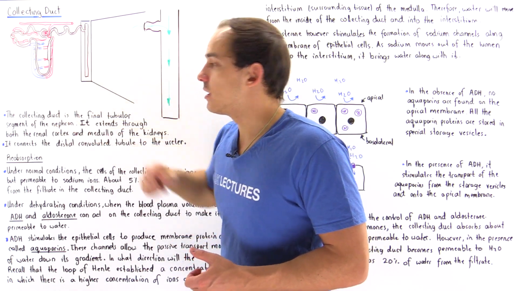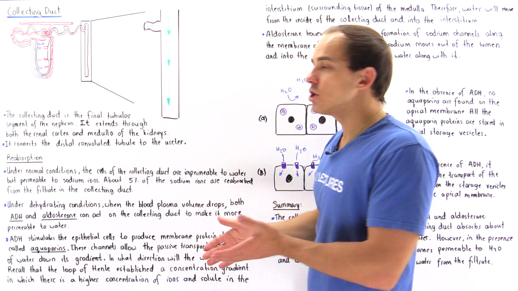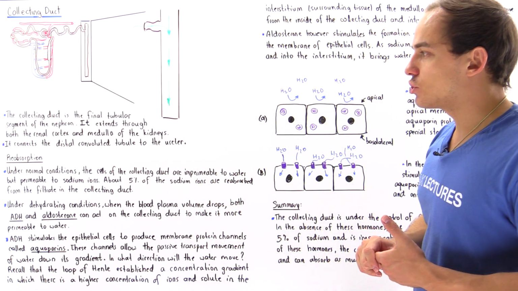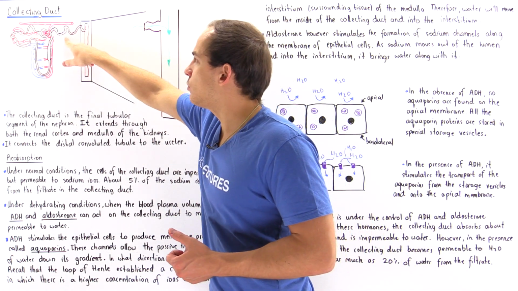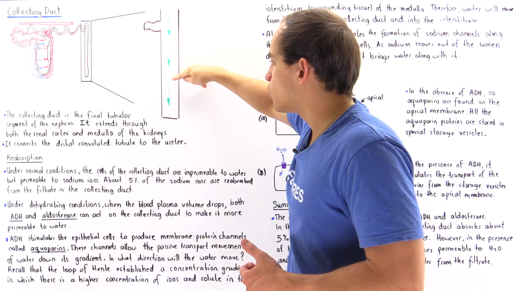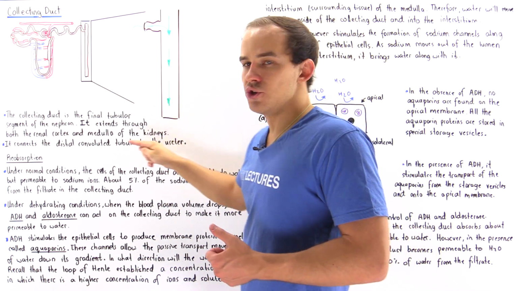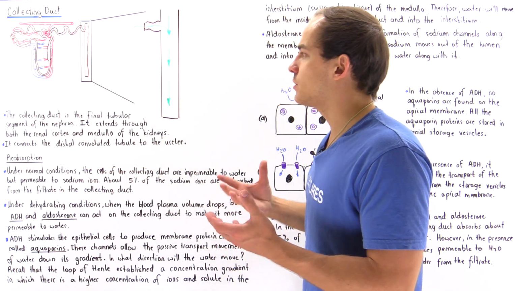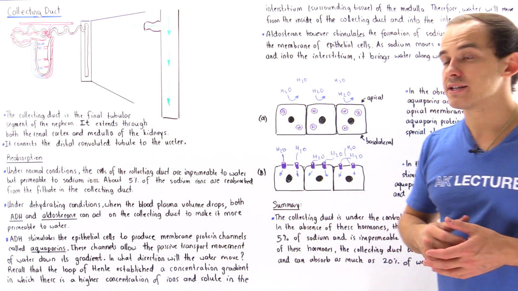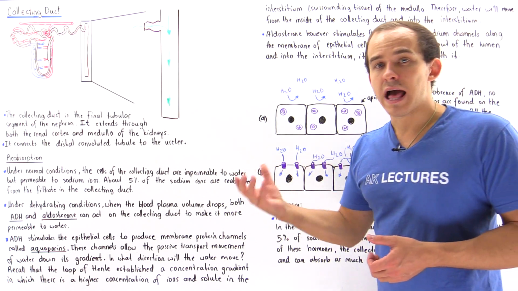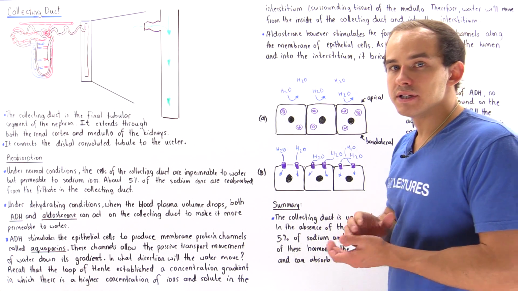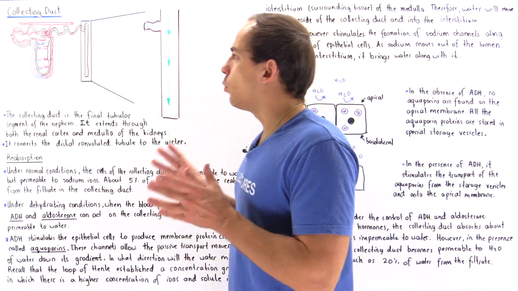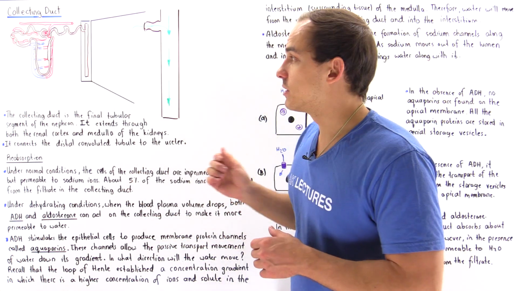our collecting duct and into the urinary bladder where the urine is actually stored. So our filtrate travels from the distal convoluted tubule into and through our collecting duct into the ureter and then into the urinary bladder, and it is stored inside the urinary bladder until our body actually excretes it to the outside environment. Now, the question is, what exactly is the function of the collecting duct?